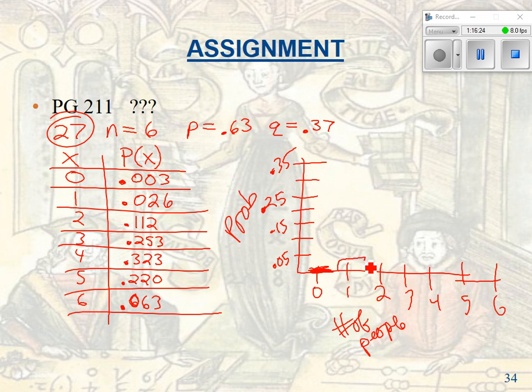2.5%, so maybe some little bar like that. 11%, something about like that. 25%. 32%. Oops, went a little too far. 22%. And 6%. So about like that. That's our histogram.